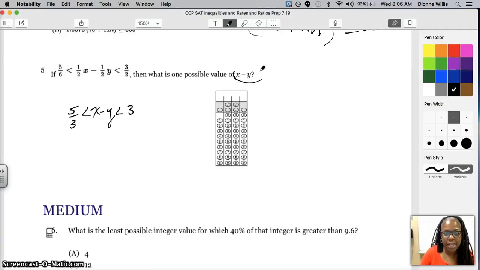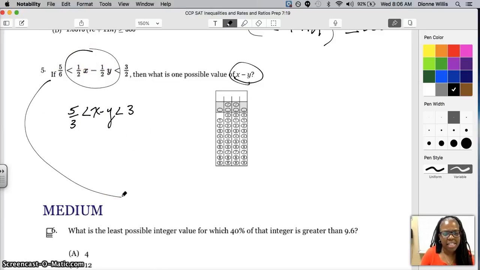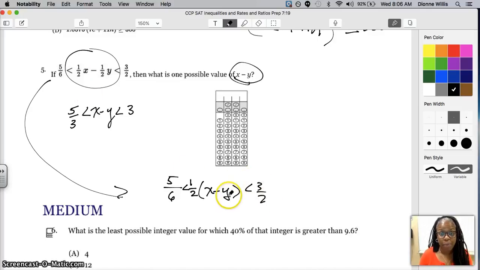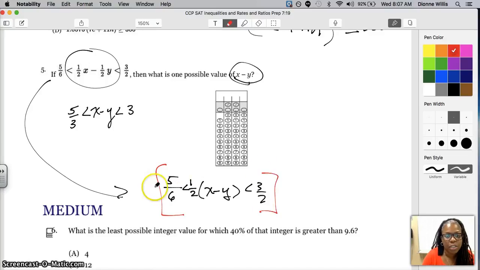What I noticed here is that x minus y is secretly hidden here. We could look at this inequality and write it as 5/6 is less than or equal to 1/2 times the quantity x minus y, which is less than 3/2. All I did is the reverse distributive property, or I factored out that 1/2. So these are equivalent statements. Now with that in mind, all I have to do is multiply each part of this inequality by 2, and I get my x minus y free.